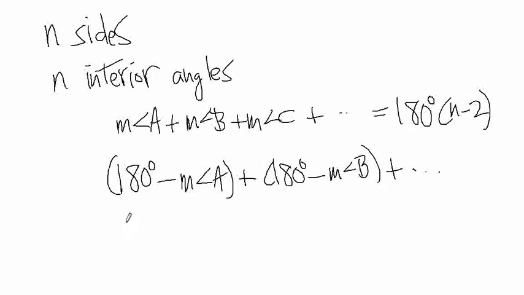So that means I'm going to have n 180-degree measures added together, so 180 degrees times n. And then I'm also going to be subtracting the sum of all the interior angles. Well, we already know what the sum of the measures of the interior angles is. I just wrote it on the board.